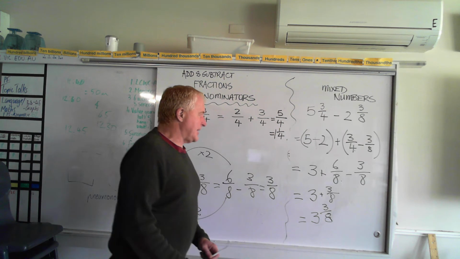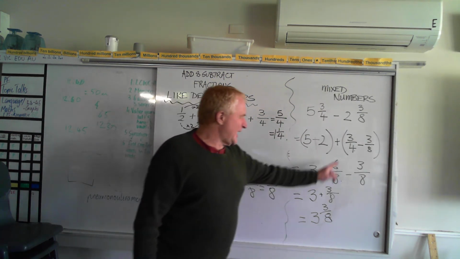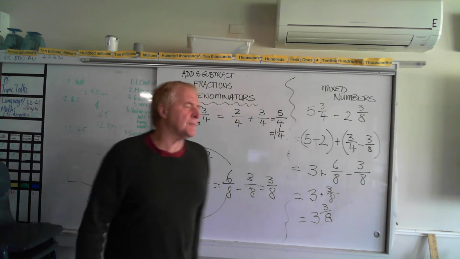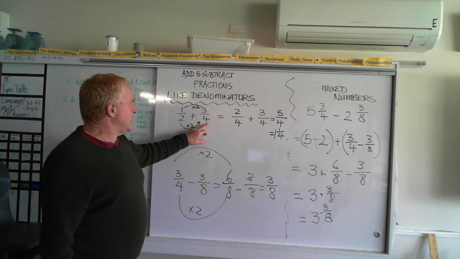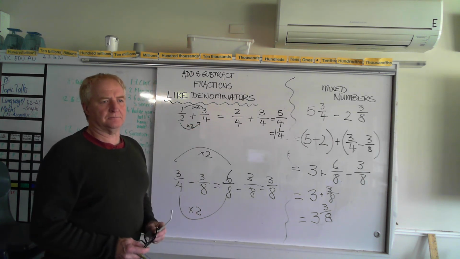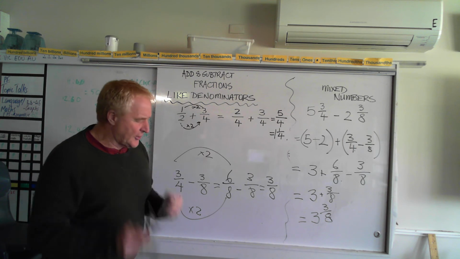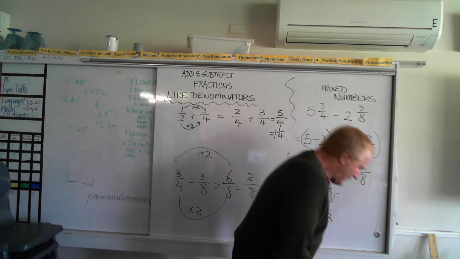Now, weird bits. The weird bit with these mixed numbers is making sure you get a like denominator. Okay, the like denominator. That's the most important bit.